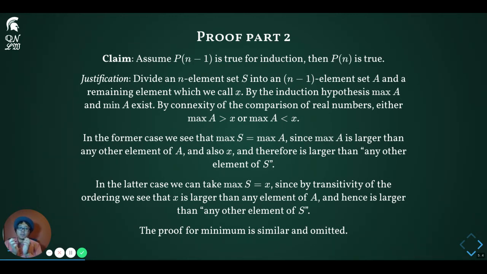If max A is smaller, then we see that the max of S is x. For by transitivity, since max A is at least as large as any other element of A, we see that x is strictly larger than any element of A. Since A comprises the entirety of other elements of S, this proves that x is larger than any other element of S and is the maximum.